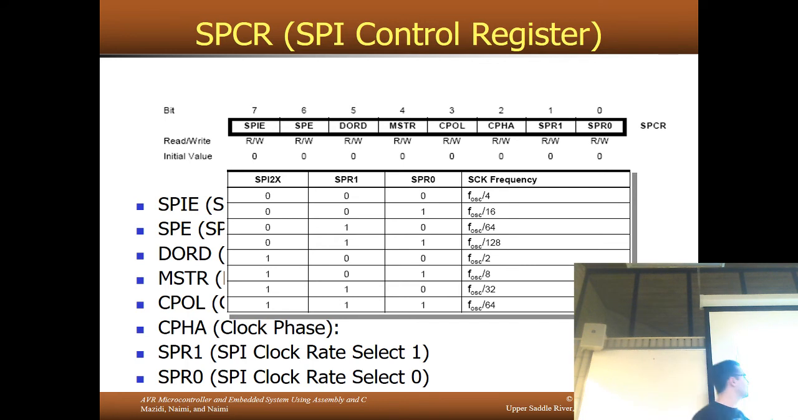So what that means is for our 16 megahertz clock source, we can do divide by 2. That's as fast as we can go. That's 8 megahertz is the fastest we can go. And by default, we do a divide by 4. So 16 divided by 4 is 4 megahertz.